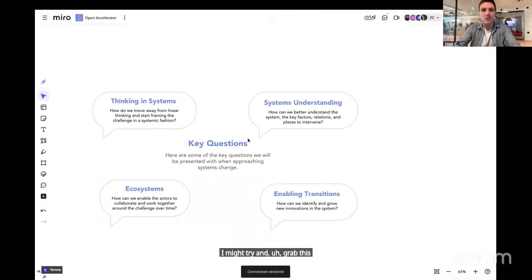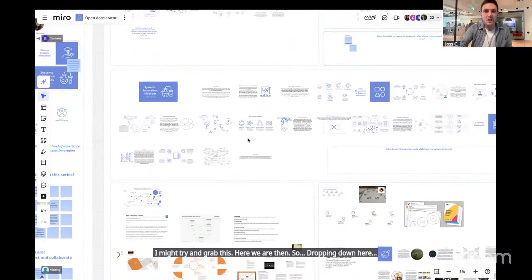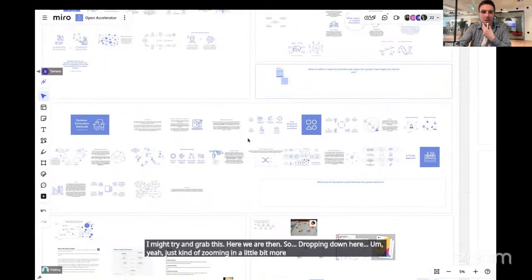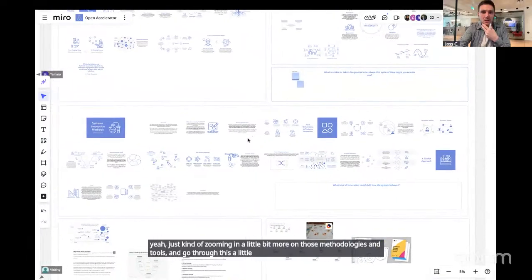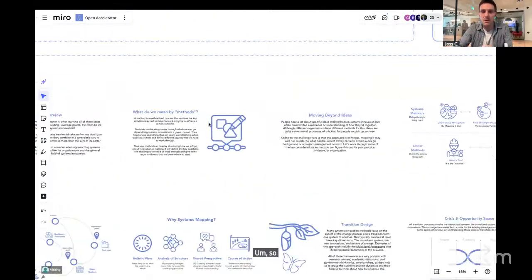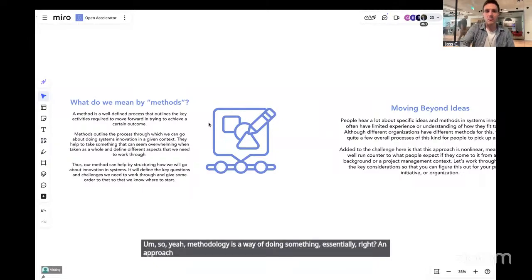Here we are then. So dropping down here, zooming in a little bit more on those methodologies and tools. Maybe go through this a little bit quicker so that we have good time in our breakout rooms. So methodology is a way of doing something essentially, right? An approach for doing something.